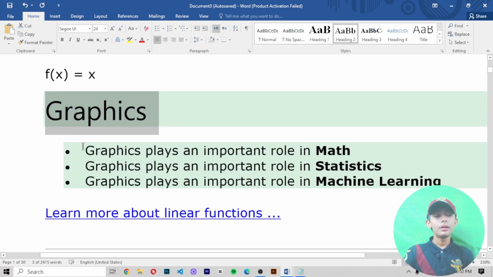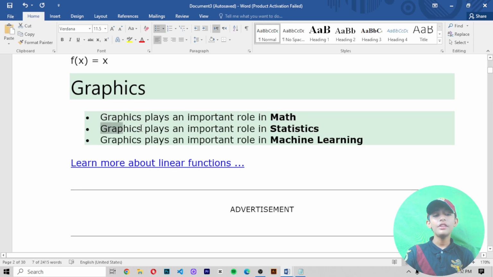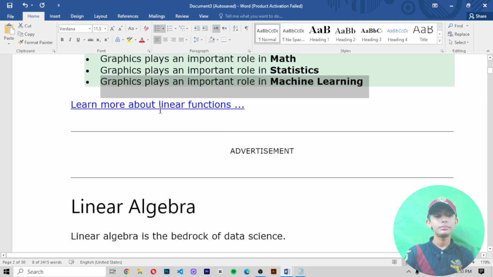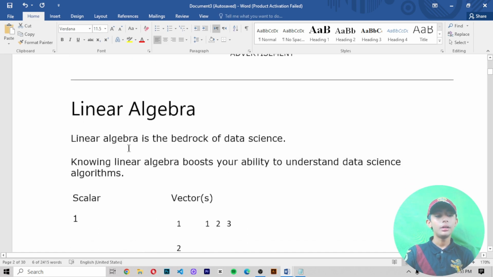Graphics play an important role in math. Graphics play an important role in statistics. Graphics play an important role in machine learning. Now learn more about linear function here.